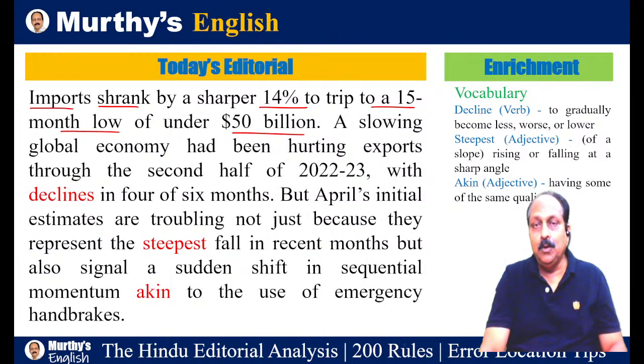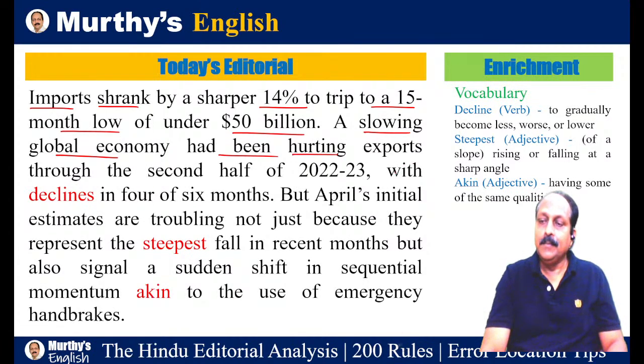Now the editorial talks about the reasons. A slowing global economy, courtesy Russia-Ukraine war and other factors, but that is the main factor. A slowing global economy had been hurting exports. If the global economy is fast, then we can export a lot. But the global economy is slow, and it has been going on that way because of the war, the major impact, negative impact. A slowing global economy had been hurting exports.